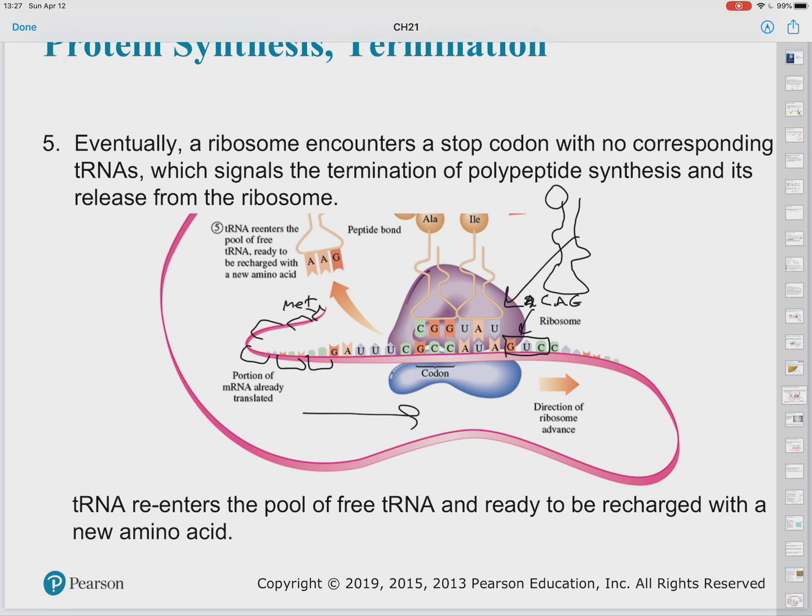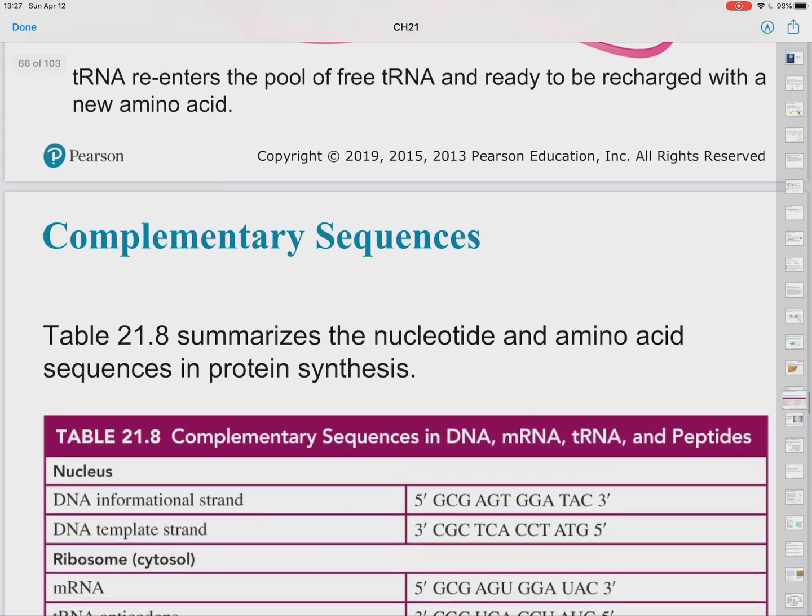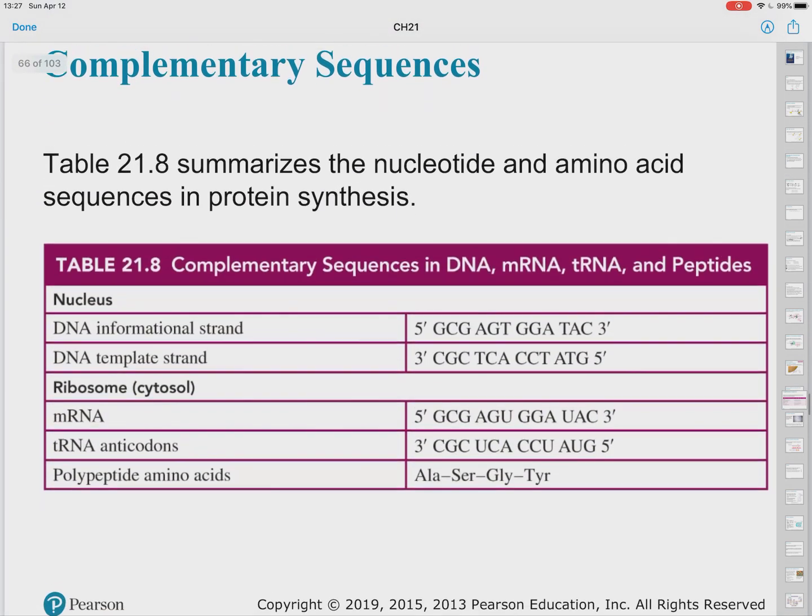And so this will happen until it reaches a stop codon, at which point it stops. And so this is the translation process. It requires a ribosome, which has a couple of subunits here, one in purple, one in blue, and a variety of proteins all associated together.